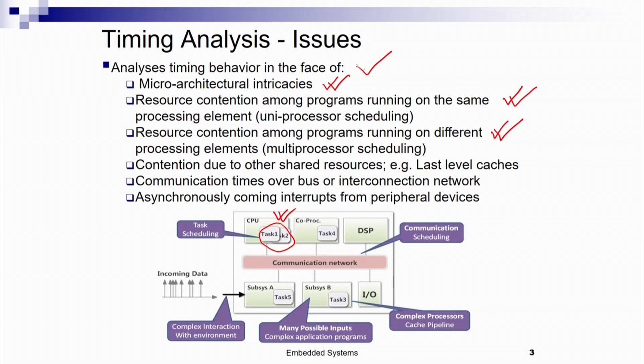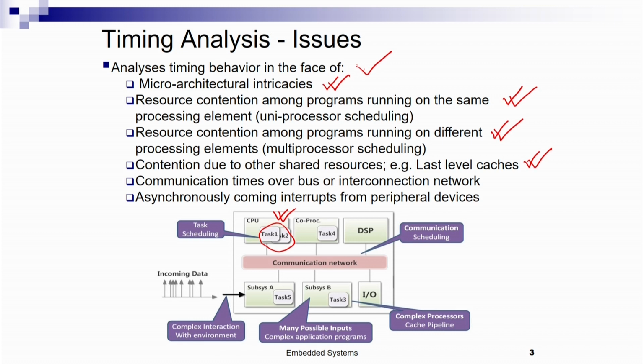So, there could be contention due to other shared resources like last level caches. We can have last level shared caches, and when one task executes on a processor, other tasks' data may be flushed, and therefore, when the other task comes back to the processor, it will not find the data in cache, and it may incur a lot of cache misses, and hence the time taken could be large. So, the time taken by a task to complete can vary a lot depending on whether there were cache misses.